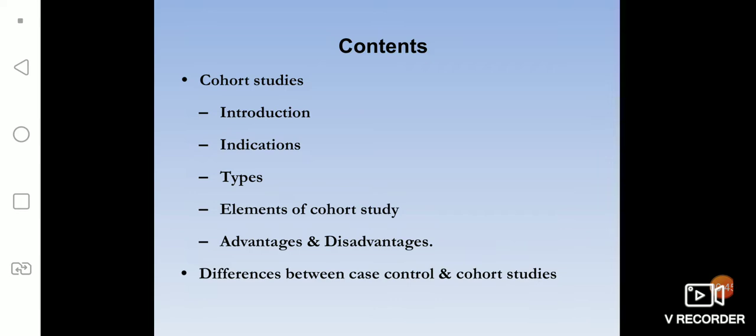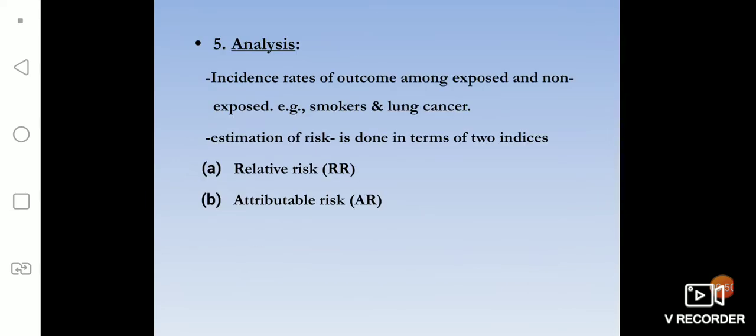Yesterday you learnt the indications, types of cohort studies, elements of cohort studies, and in elements you have seen the first four steps, that is selection of study subjects and obtaining data on exposure among the cohorts and comparison groups, and selection of comparison groups and follow-up. Today we will continue with our next part of the element, that is analysis.